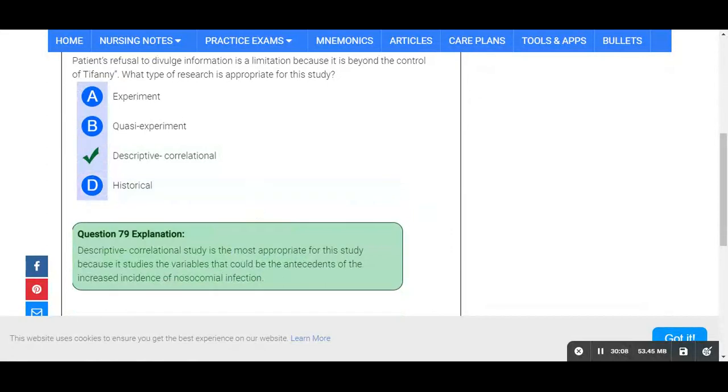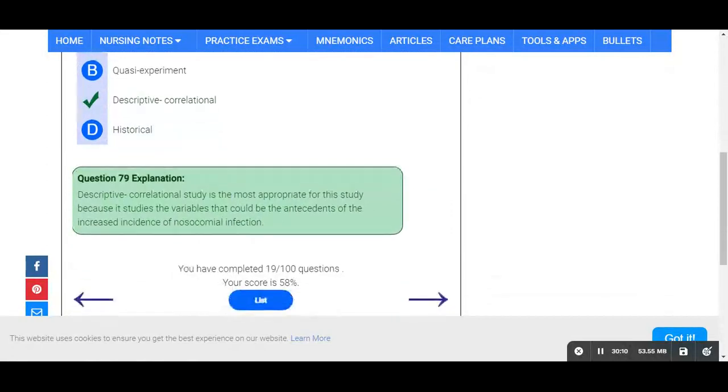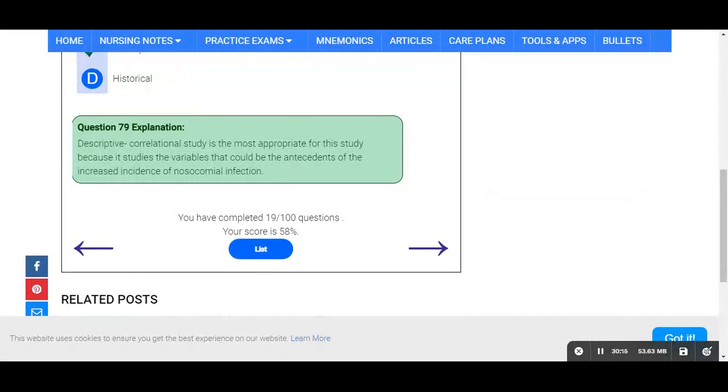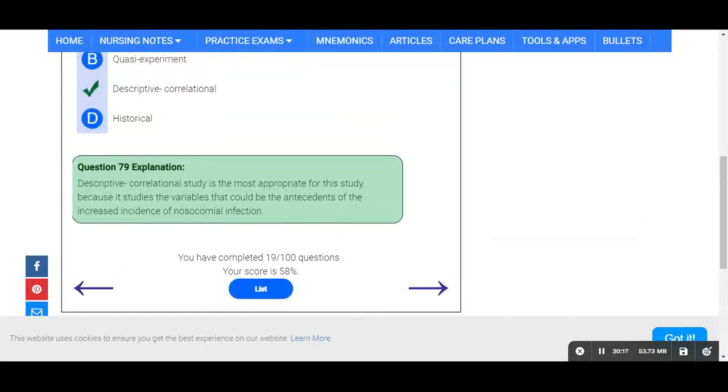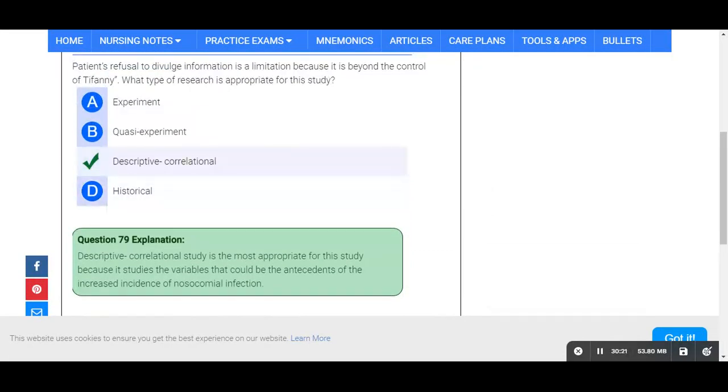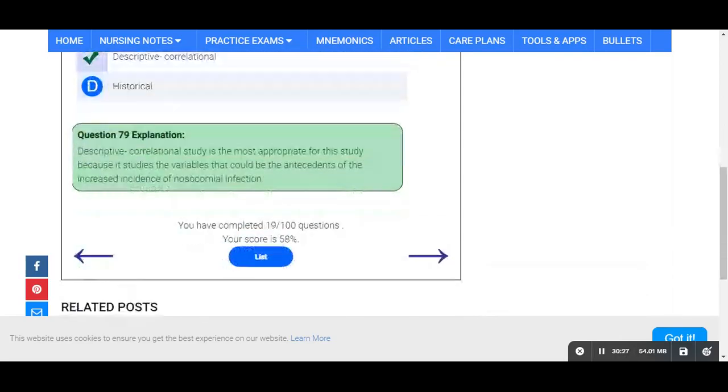Okay, the answer is descriptive correlational. I got it correct. Descriptive correlational study is the most appropriate for this study because it studies the variables that could be the antecedents of increased incidence of nosocomial infection. There's no such thing as nosocomial infection mentioned in the question. That's so unfair.